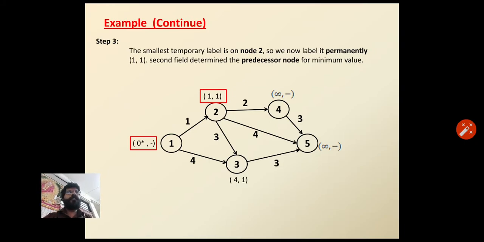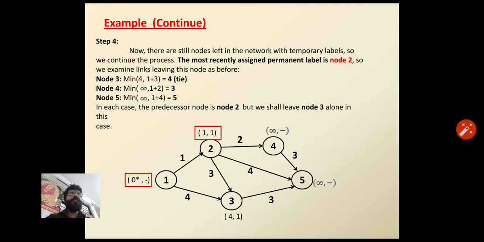Then again check which node is directly connected to node 2. There are 3 nodes directly connected to node 2, that is node 3, node 4 and node 5. Again we calculate the new value of node 3, new value of node 4, new value of node 5.